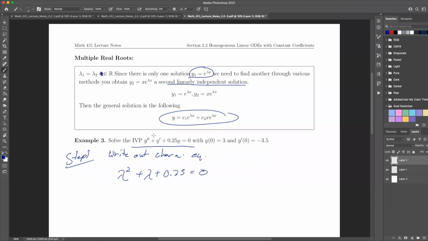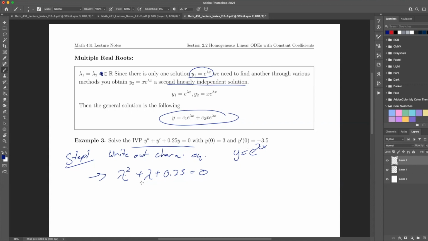And how do you get that? Every time you see a prime, that makes a lambda, right? So this is 2 primes, so lambda squared. This is 1 prime, so lambda, and then nothing. And if you need to, you can always just plug in e to the lambda x, crunch it through, and you'll get this out in the end. But you can just skip right to this, on the homework, on the test, just right to it.